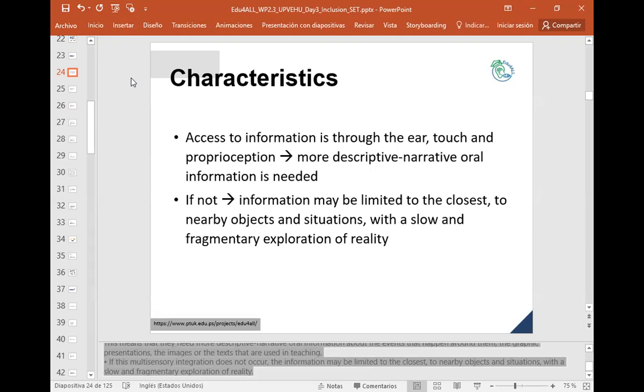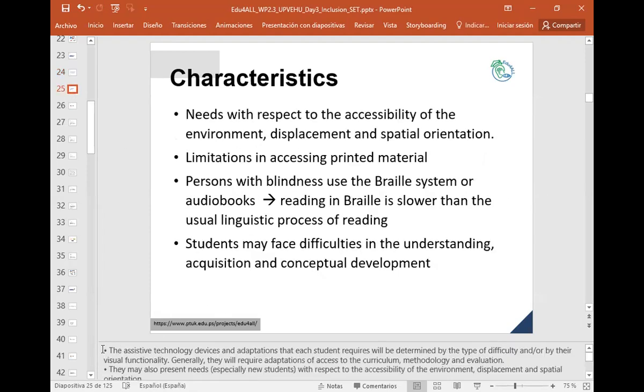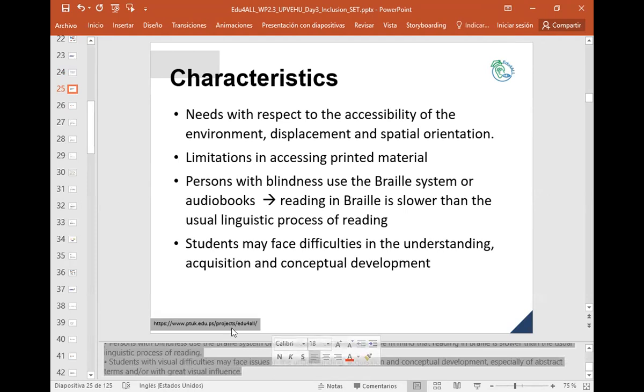If this multisensory integration does not occur, the information may be limited to the closest, to nearby objects and situations, with a slow and fragmentary exploration of reality. The assistive technology devices and adaptations that each student requires will be determined by the type of difficulty and/or by their visual functionality. Generally, they will require adaptations of access to the curriculum, methodology, and evaluation. They may also present needs, especially new students, with respect to the accessibility of the environment, displacement, and spatial orientation.